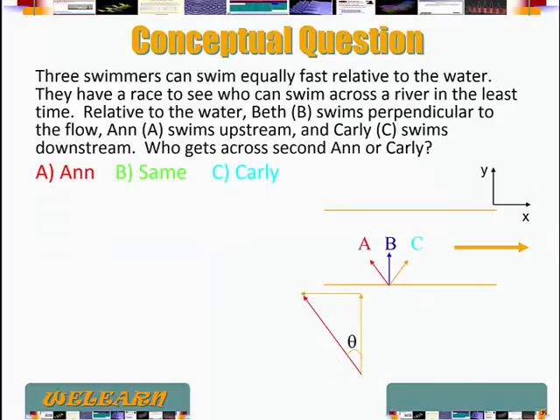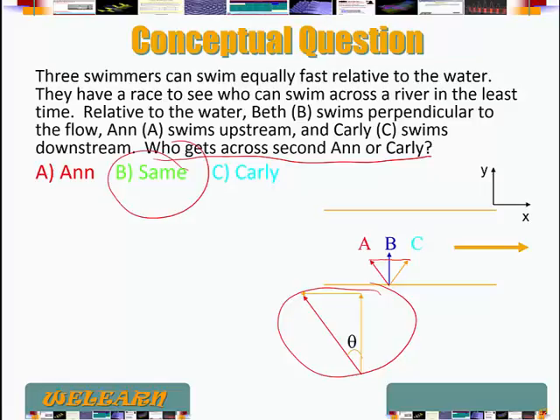The next question is, now that Beth wins, who gets across second, Anne or Carly? Now again, very much like we discussed before, notice that here both of them have the same y component of the velocity. Since both of them have the same y component of the velocity, we expect them to arrive the same. It's a tie.